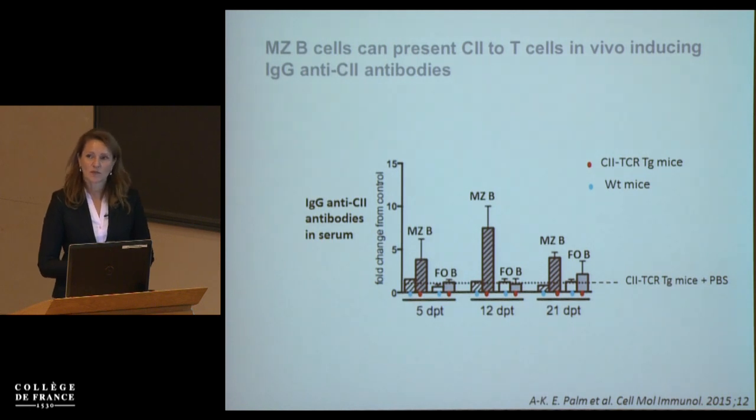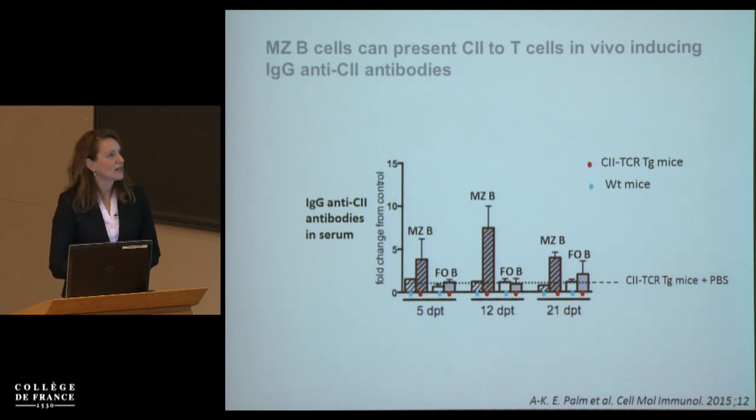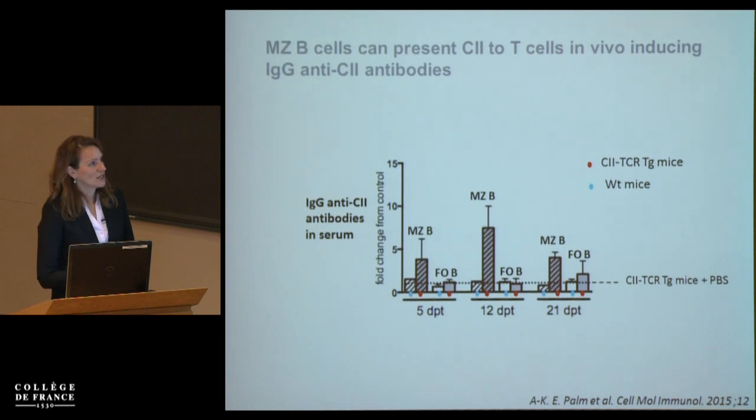And then we measured the antibodies against collagen, and specifically the IgG1, because IgG is dependent on T cells. So then we could get an indication that T cells had been activated in these mice. And really, we got a titer of antibodies where we had transferred the Marginal zone B cells at 5 days, at 12 days, and also at 21 days. We got a little bit after 21 days also by the follicular B cells. But this will just tell us that indeed they can present collagen in vivo in the animal.